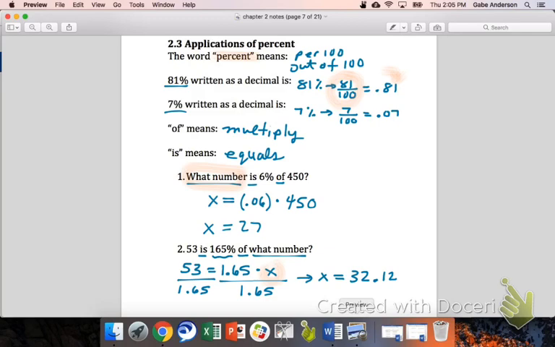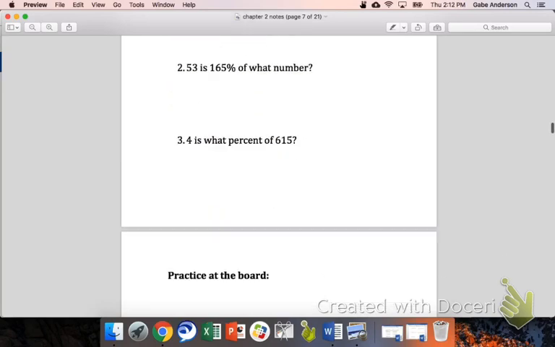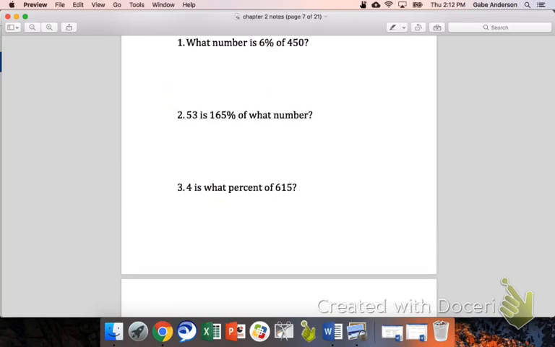Okay, let's take a look now at number 3 for our final video example. There's number 3 right there. Okay, so number 3 says 4 is what percent of 615? Now, I included this in the video because this is a little bit different than the other ones. If you notice, what's missing here is not, like we saw in numbers 1 and 2, some number. What's missing here, the unknown, is going to be our percent. Let's go ahead and translate this just directly.